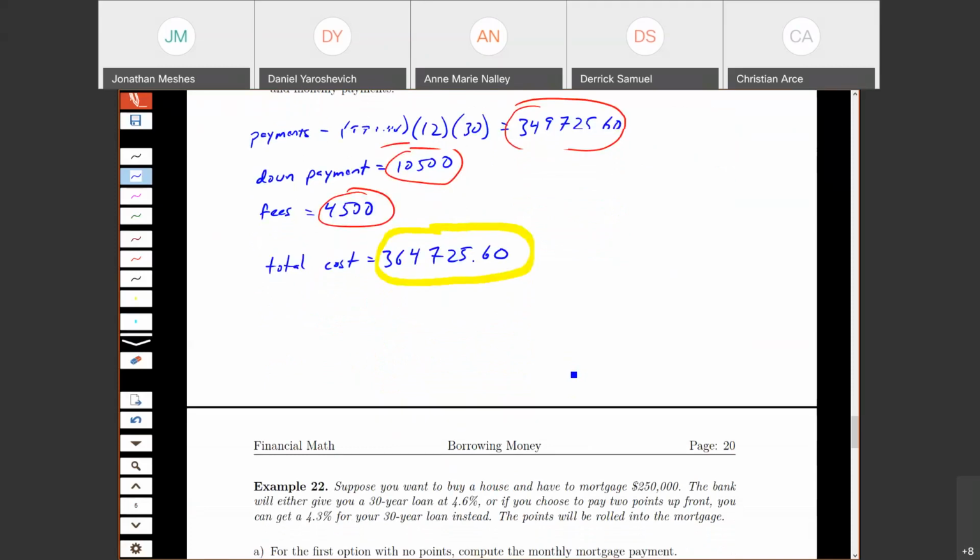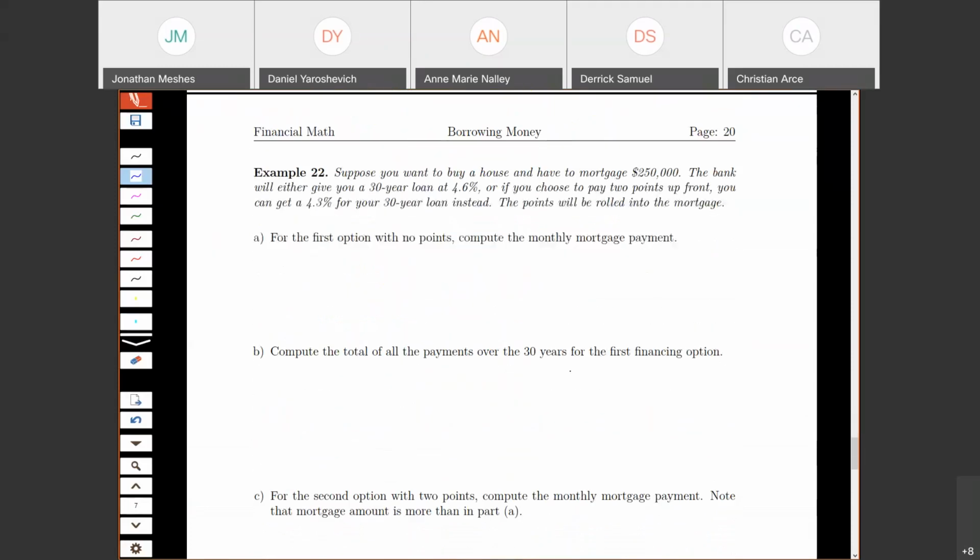Okay. Let's look at another example. Suppose you want to buy a house and we have to mortgage $250,000. In this example, we're not going to look at things like down payment and closing costs and so on. We're just going to say this is the amount that we're mortgaging. We have two options. The bank will either give you a 30-year loan at 4.6%, or if we pay 2 points up front, they'll give us a better percentage rate. They'll give us 4.3%.